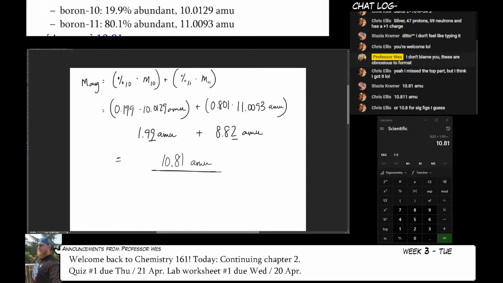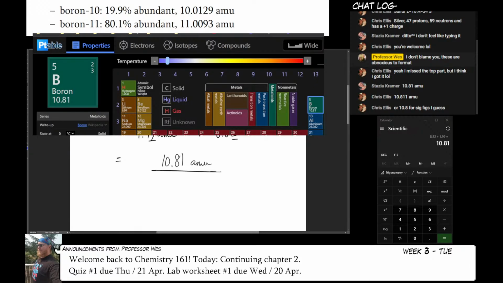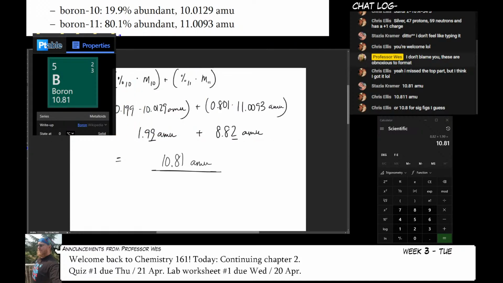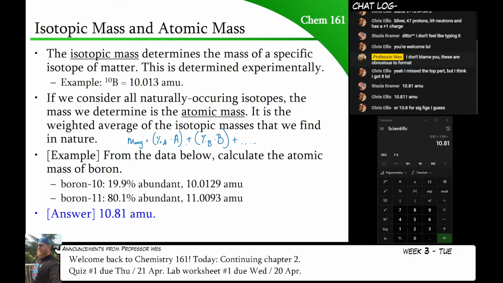You'll see that we got real close. So there's boron in the corner there. We'll just put it over here. Not bad, right? All right, that's the easy type of problem that I can give you for using this formula.